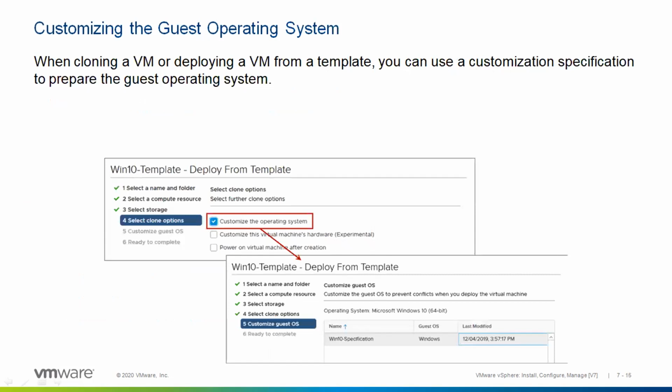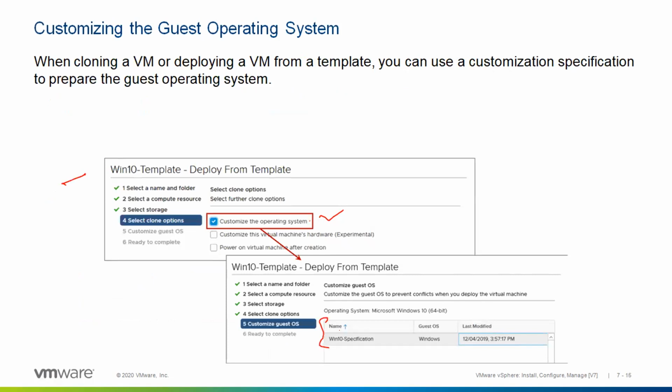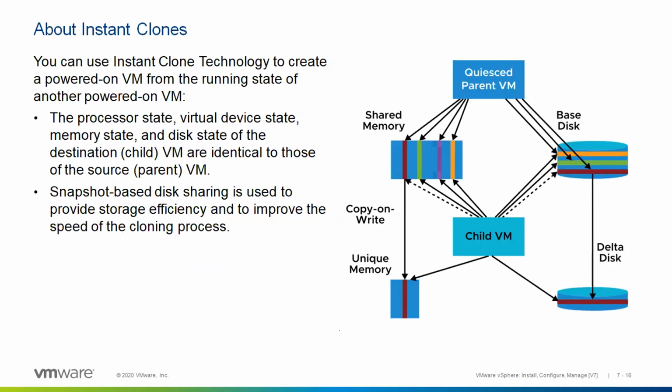Then how do we apply those custom specs? When we are going to create the VM from the template, it will give an option, customize the operating system. Once you click customize the operating system, it will automatically take you to the window with the custom specs you have created from the VM customization specification wizard. It will show all of them. Maybe you can create some for Windows, some for Linux, and as per your target operating system, you can apply those custom specifications during the VM creation.